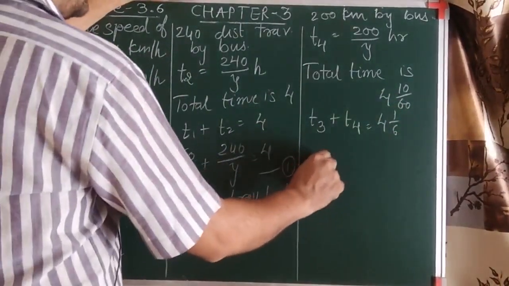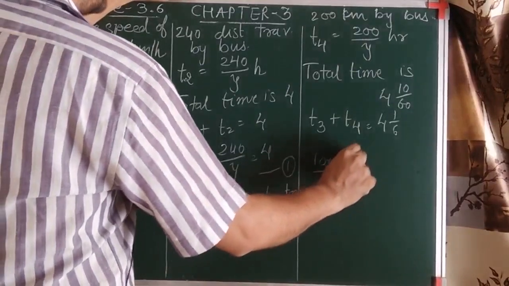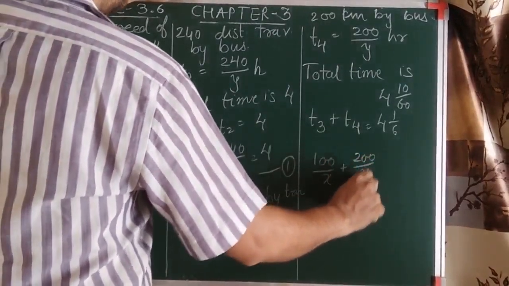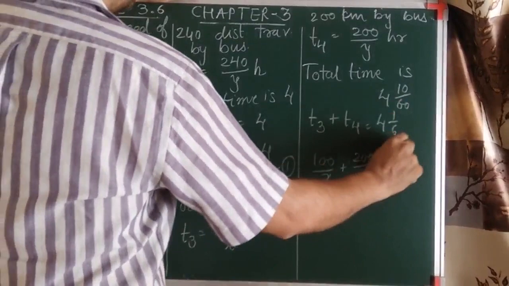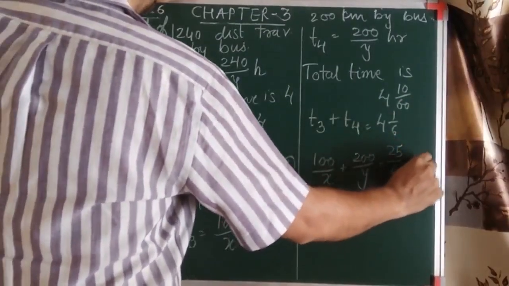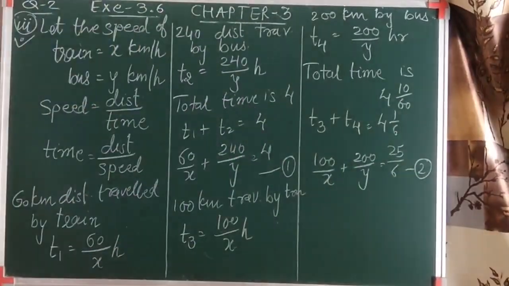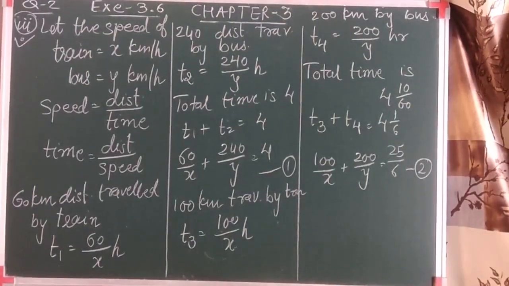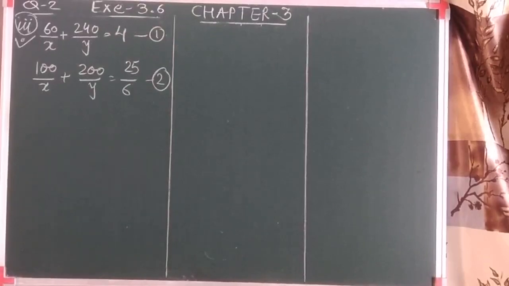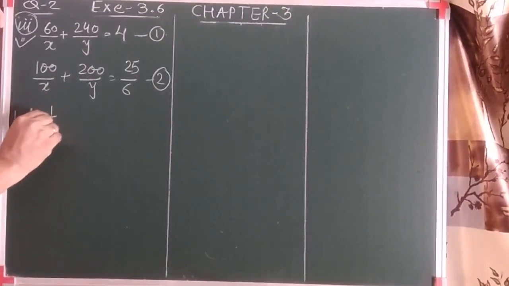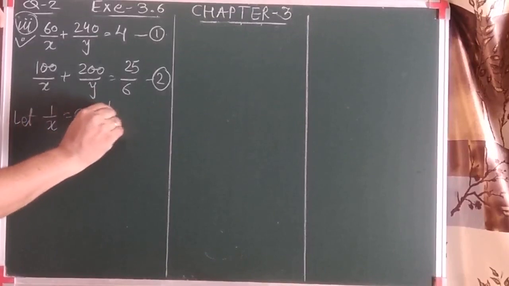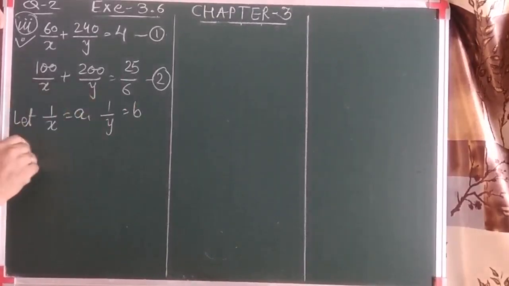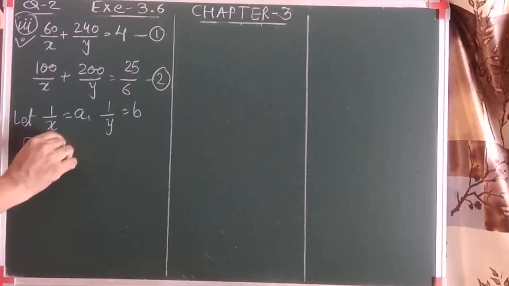T3, that is 100 by x, plus T4, that is 200 by y, equals 6 4s are 24 plus 1, 25 by 6. Now this is the second equation formed. As we obtain both the equations, let's simplify them. As we can see that the variables are in the denominator, so we will substitute for them. So let 1 by x be a and 1 upon y be b.